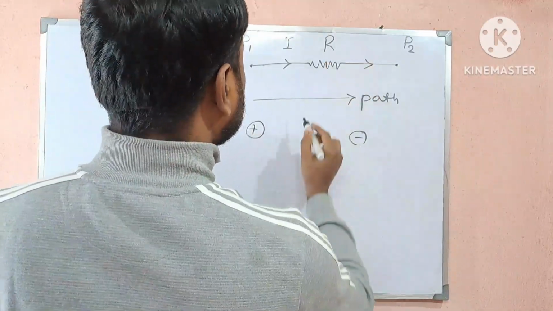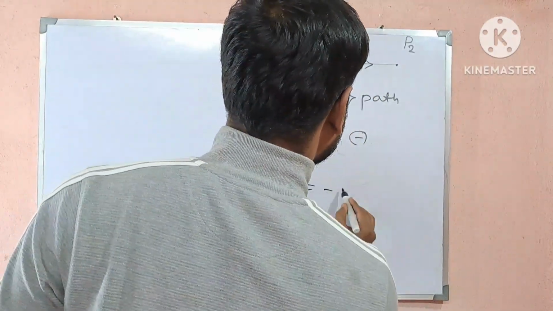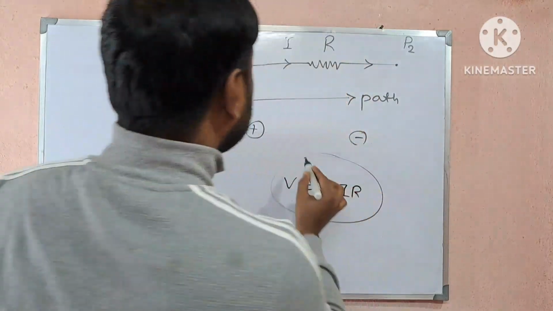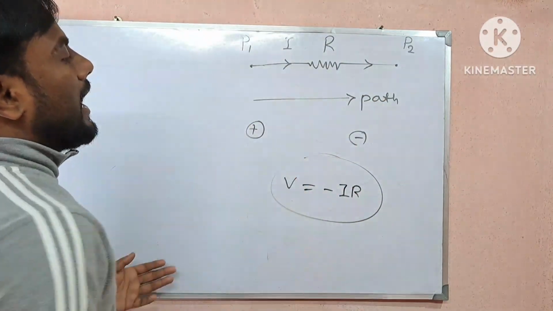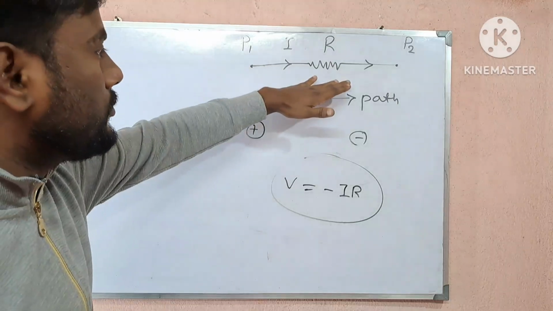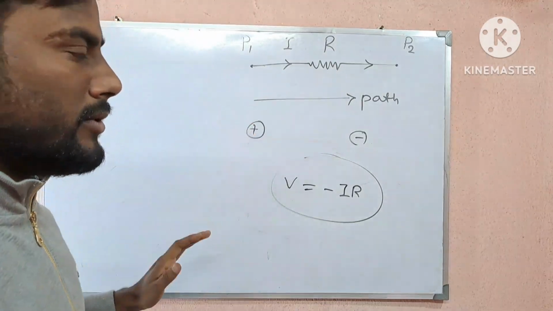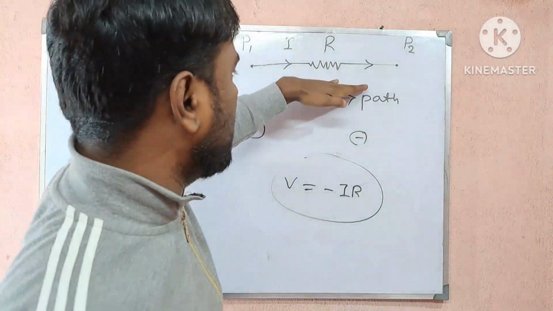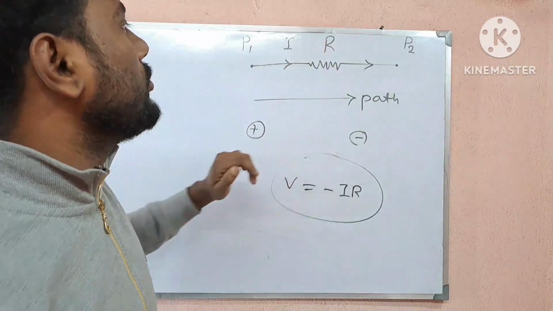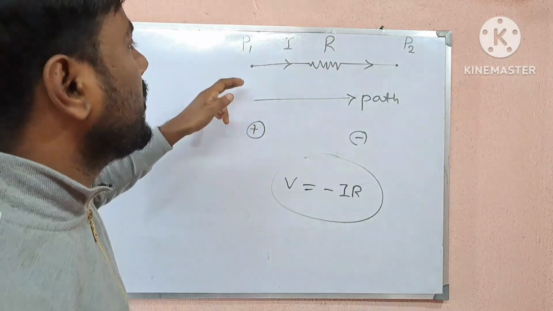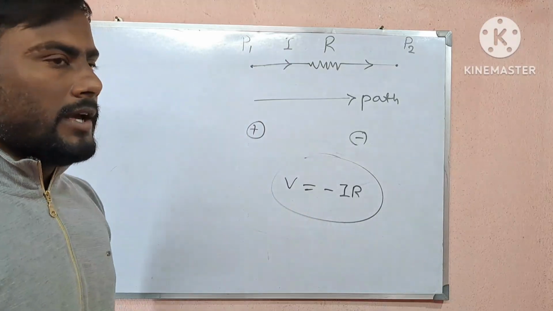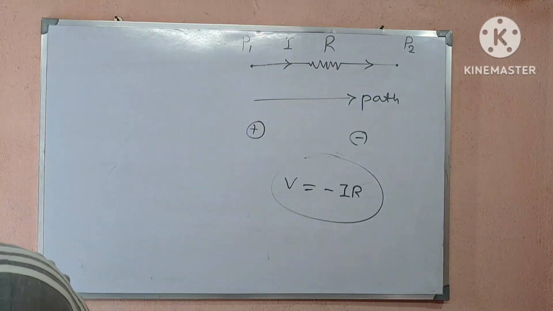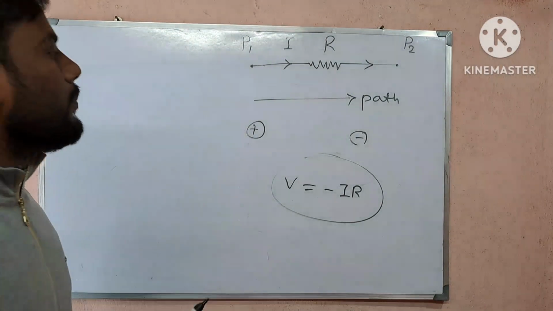So the potential across the resistor will be V equal to minus IR. Remember, if the direction of path and the direction of current flowing through the resistor are in the same direction, then the potential across the resistor will be IR, but it will be with a negative sign because there occurs a drop in potential.